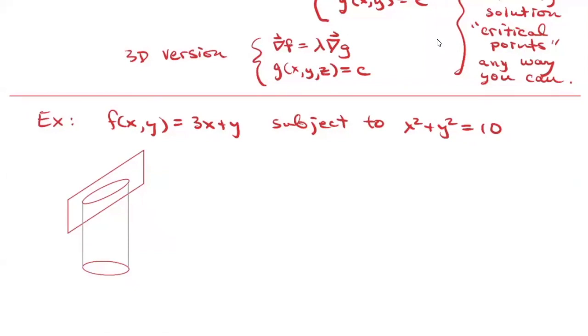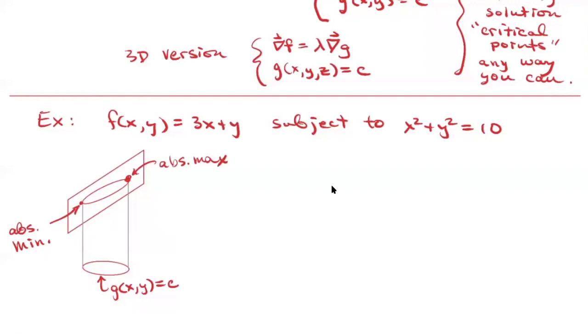I think I've done better pictures in my life, but I'm going to go with this. The constraint curve is down in the xy plane. Okay, so that's my g of x, y equals c. And then projected onto the surface here, that's going to be an absolute max. And down here is going to be an absolute min.